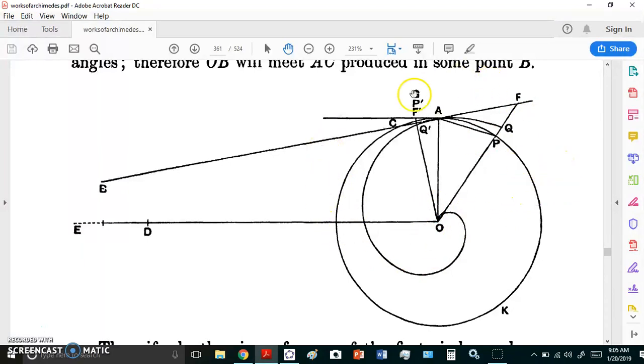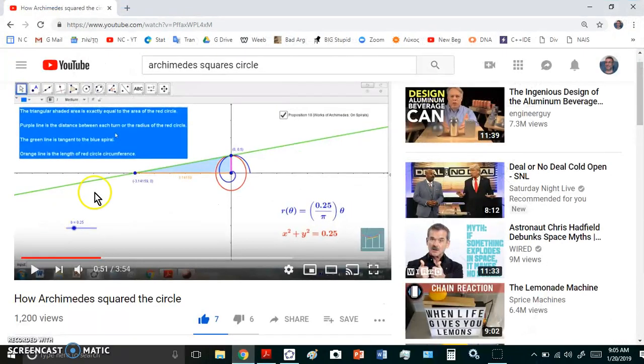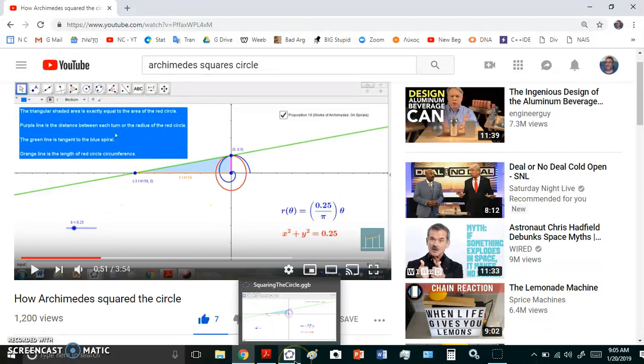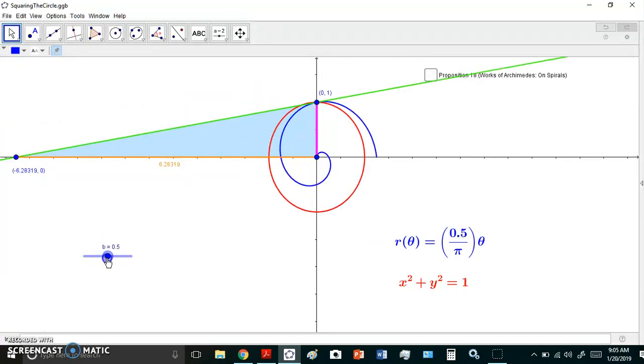So this here is a perfect idea, and Archimedes actually squared the circle using this abstract geometric object. And in fact, I have a video about that. It's called How Archimedes Squared the Circle, and you can watch it on YouTube. I also have a link to the applet, which I use to demonstrate it.